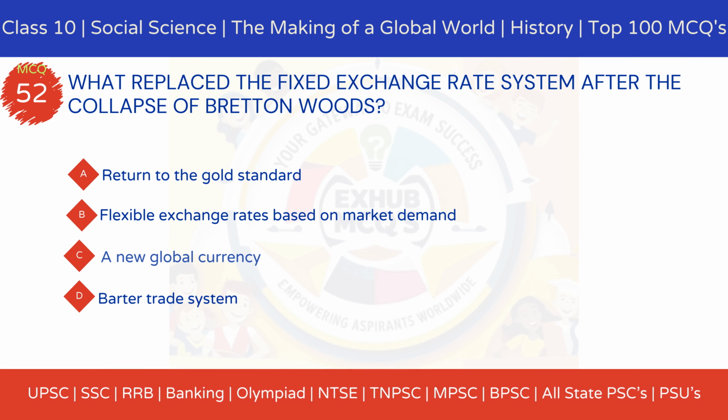52. What replaced the fixed exchange rate system after the collapse of Bretton Woods? Option A. Return to the gold standard. Option B. Flexible exchange rates based on market demand. Option C. A new global currency. Option D. Barter trade system.